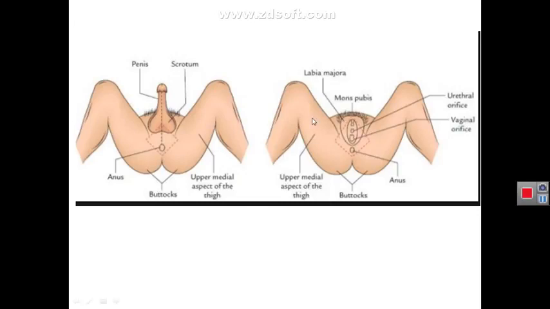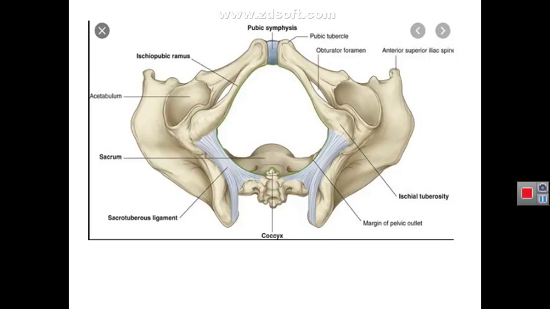If you want to know what the deeper boundaries of the perineum are, actually the diamond perineum occupies the pelvic outlet, which is called the inferior pelvic aperture. That is also diamond in shape, just like the shape of the perineum. So the deeper boundary of the perineum is the pubic symphysis and body of the pubis anteriorly.